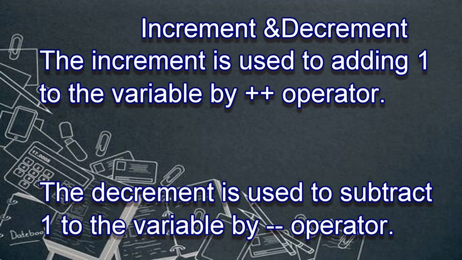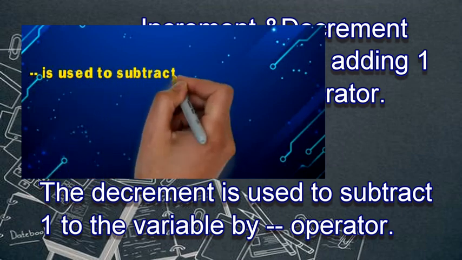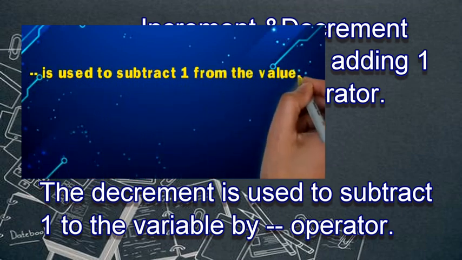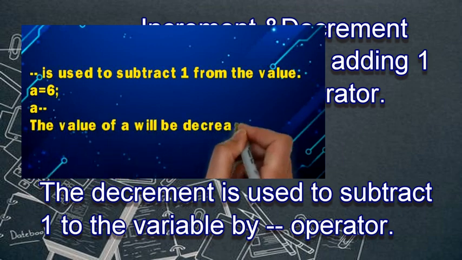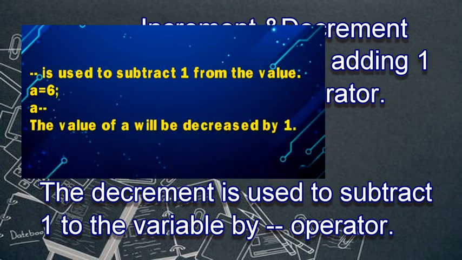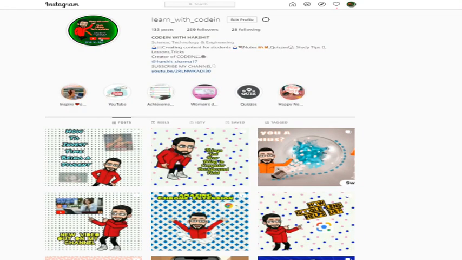The decrement operator is the reverse of that. It subtracts one from the variable, and we use a double minus sign. Suppose I have taken a variable a and assigned it the value 6. When I write a minus minus and execute this code, the output displayed will be 5, because the decrement deducts 1 from it. We mainly use increment and decrement operators in loops.